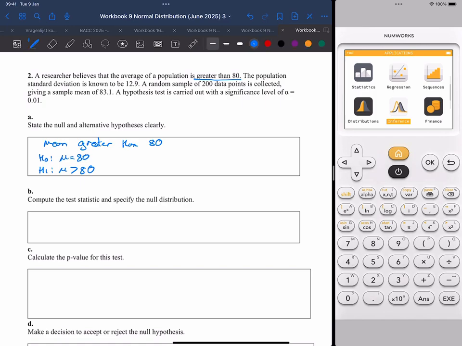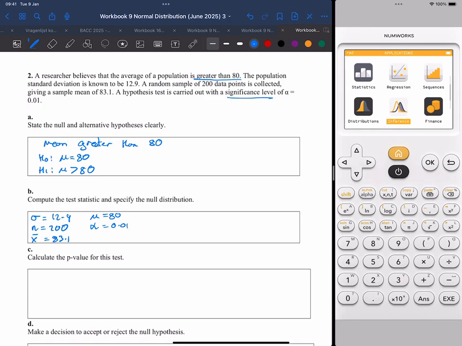So we're going to do the test statistic. The first thing is I'm going to write down what sigma equals, and that equals 12.9. We read it in the question. The sample size equals 200, again from the question. We've got x bar, the sample mean, which is 83.1. Then we've got the hypothesis mean, which equals 80, and alpha, which is our 1% or 0.01, the significance level.